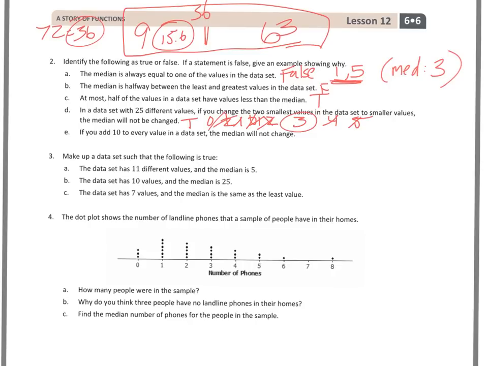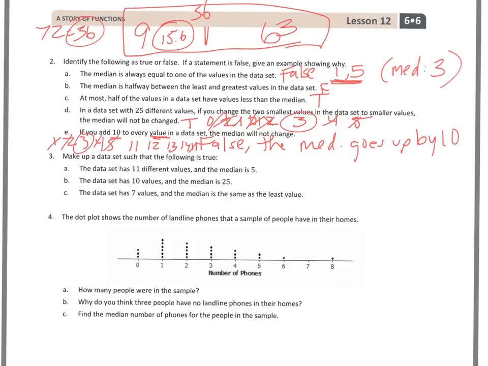E, if you add 10 to every value in a data set, the median will not change. That's false. If every value goes up by 10, the median goes up by 10. And you can show a quick example for that one, like if you use data set 1, 2, 3, 4, 5. And I know that my median is 3, but if I change it to 11, 12, 13, 14, and 15, my median is 13, so it goes up by 10.